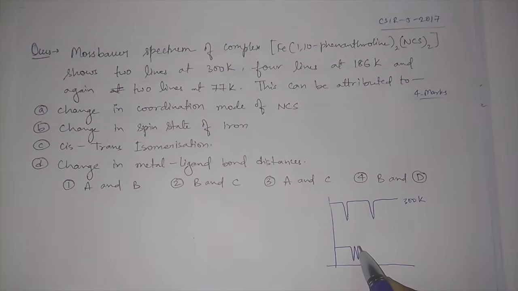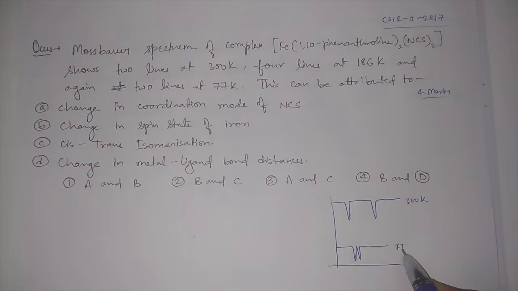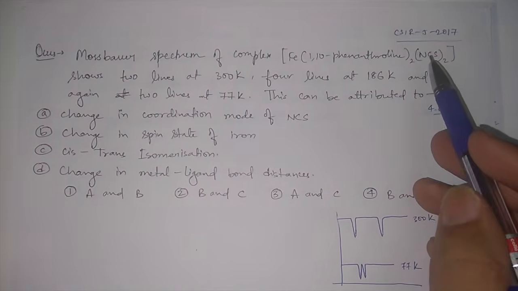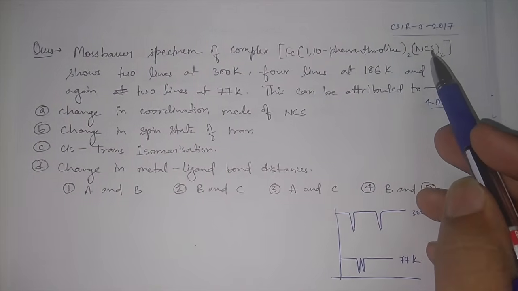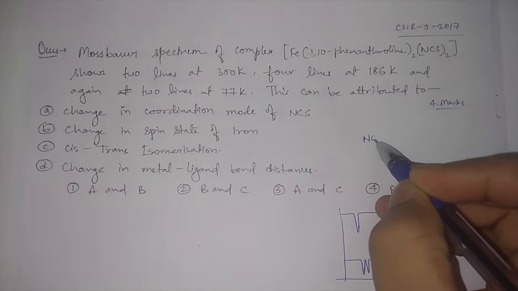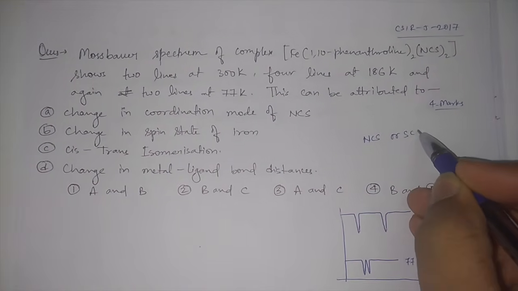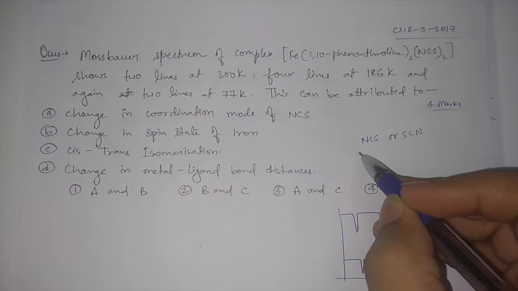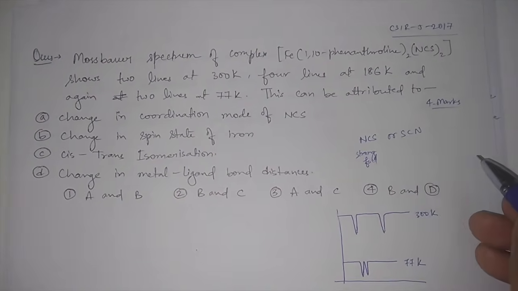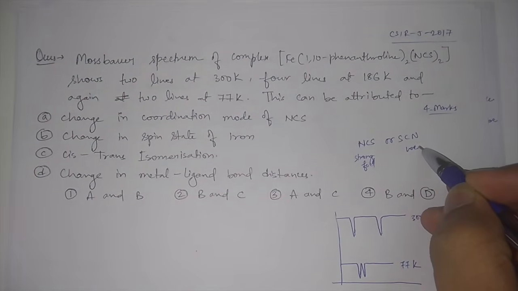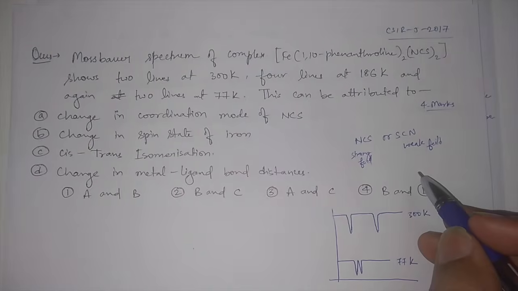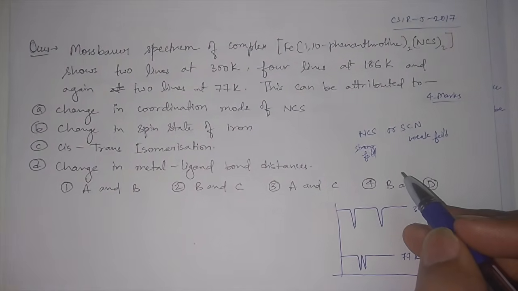Why? I'll tell you why. Okay, so 77 Kelvin. Now before going into more detail, you have to know that NCS is an ambidentate ligand, so it can bind in two ways, either as NCS or as SCN. NCS is a strong field ligand, and in case of SCN it behaves as a weak field ligand, right? In both cases iron is in +2 oxidation state, so it's d6.